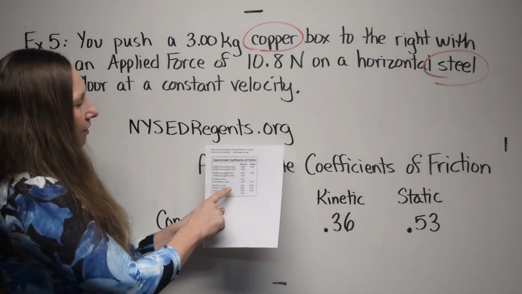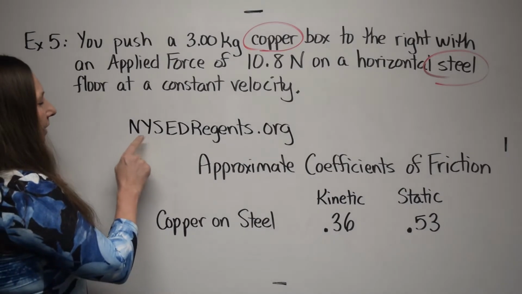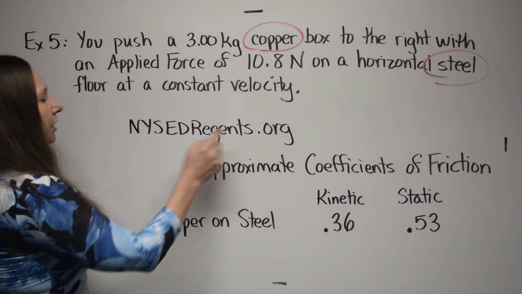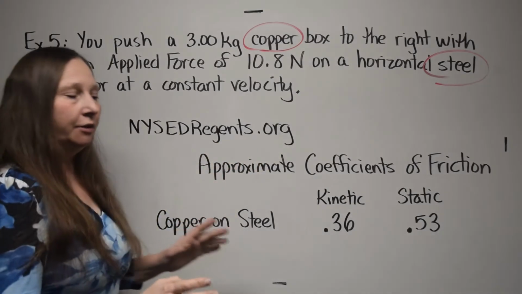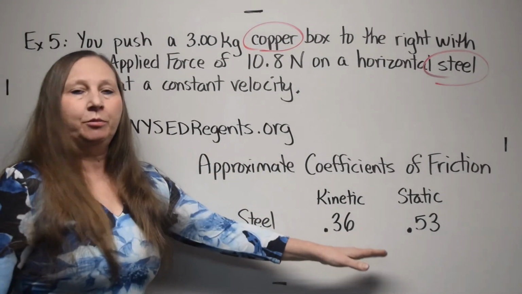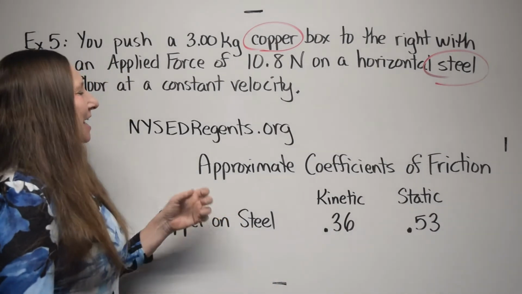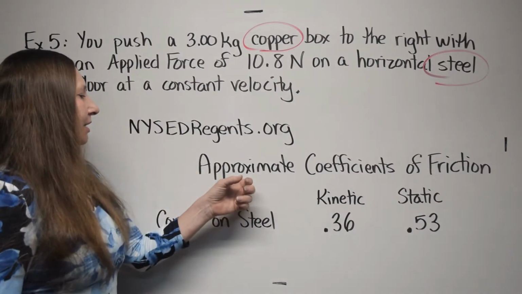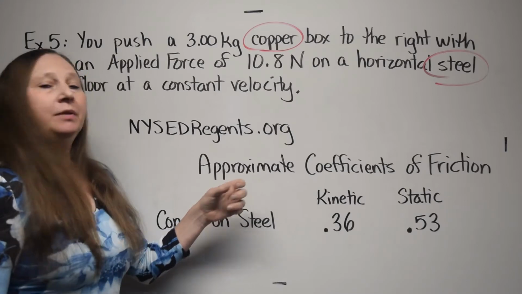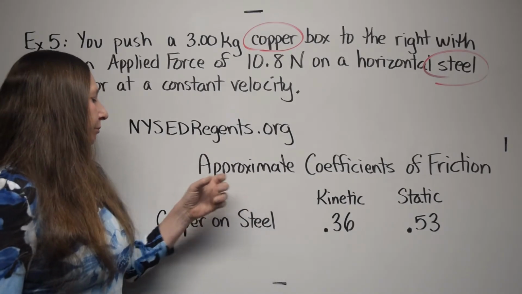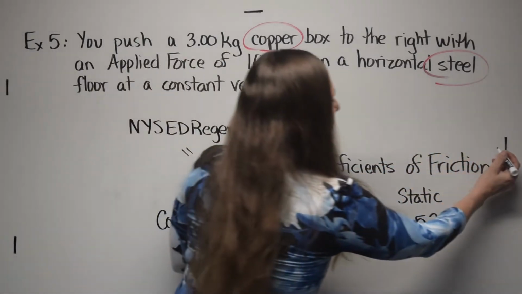Now, this chart is found on this website, NYS Regents.org. That's New York State Education Department Regents.org. Now, of course, these numbers apply for the whole planet. They just don't apply in New York State. Now, what you're looking up is the reference tables for physics on this website. Now, you could also just probably put this in quotes, and it'll come up in Google.